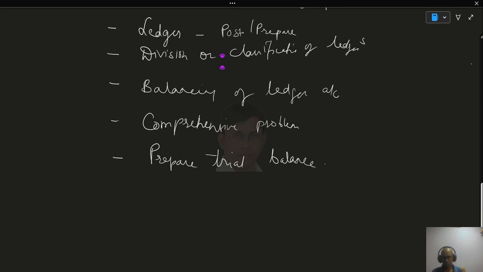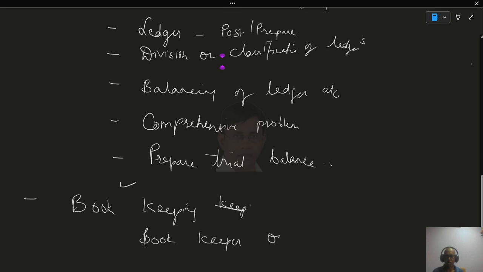Whatever we have learned, all this is known as bookkeeping. Till the preparation of the trial balance, the work is done by a bookkeeper or clerk. After this, the next step starts.